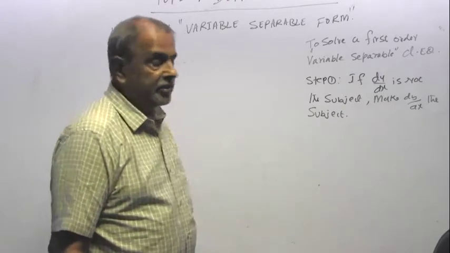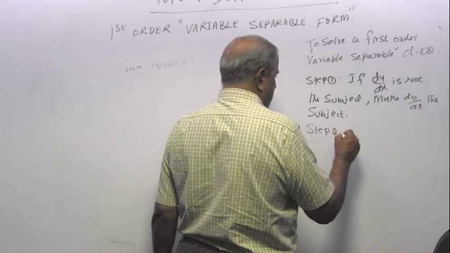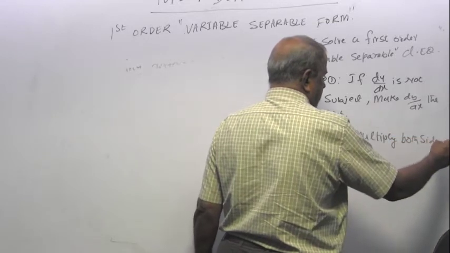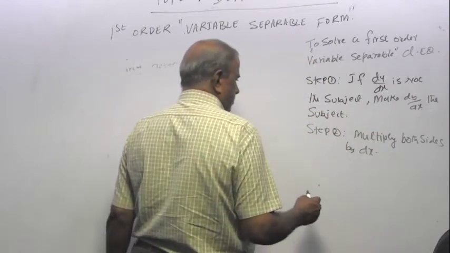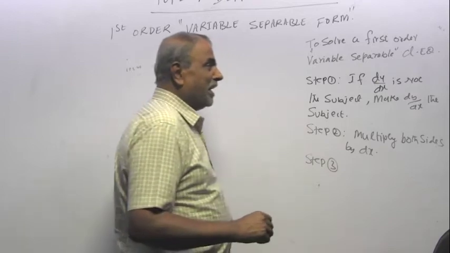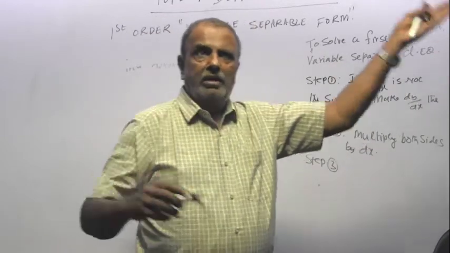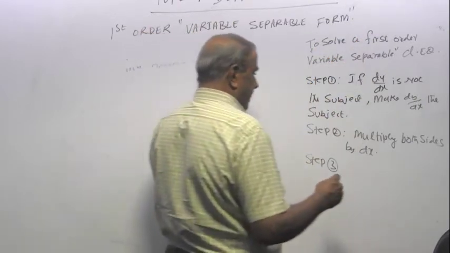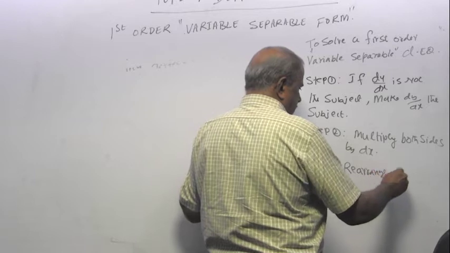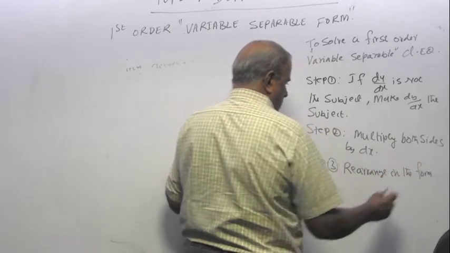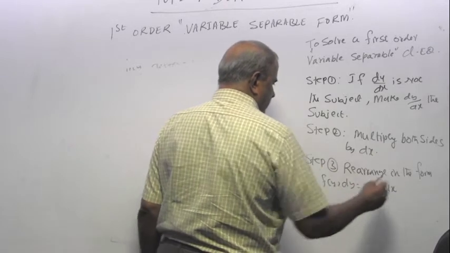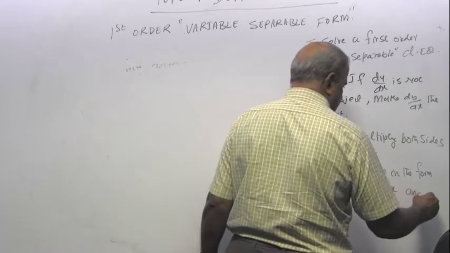You make dy by dx the subject. Step two, multiply both sides by dx. That is, you get rid of the dx from dy by dx. Mathematically, you're not multiplying by dx, you're integrating dy by dx to get y. Step three, rearrange in the form f of y dy equals g of x dx and integrate or put integrals.